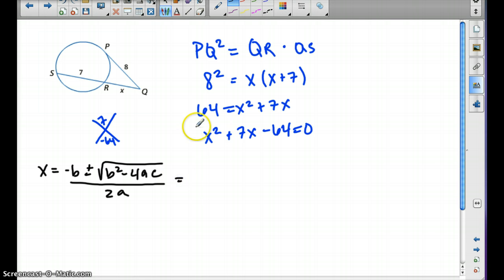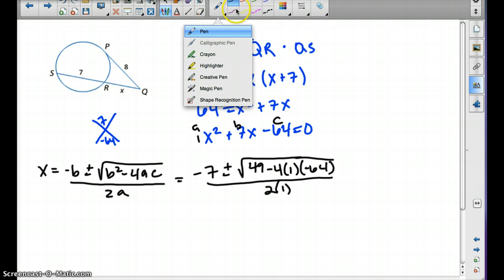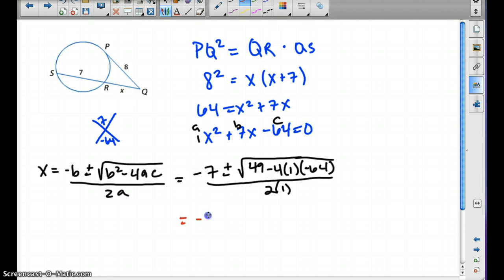So that equals, let's see, A is 1, B is 7, C is negative 64. Okay. So we have negative 7 plus or minus the square root of 49 minus 4 times 1 times negative 64, all over 2 times 1, if you want to write that 1 there. So go ahead and simplify what's inside the square root first. This is what we should get: negative 7 plus or minus the square root of 305 all over 2.